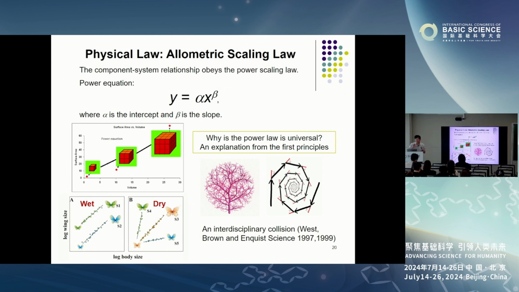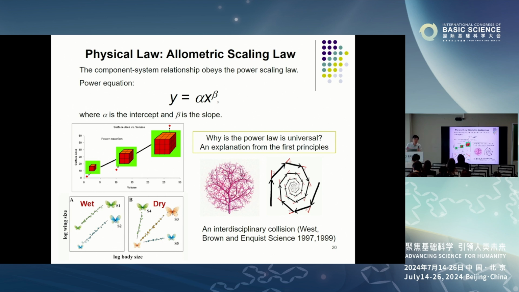So I think you don't need to argue about adopting this power law, because it has been proved from physics, biology, and biochemistry, using lots of mathematics, even a fractal model, to explain why the part-whole relationship can be fit by a power law.